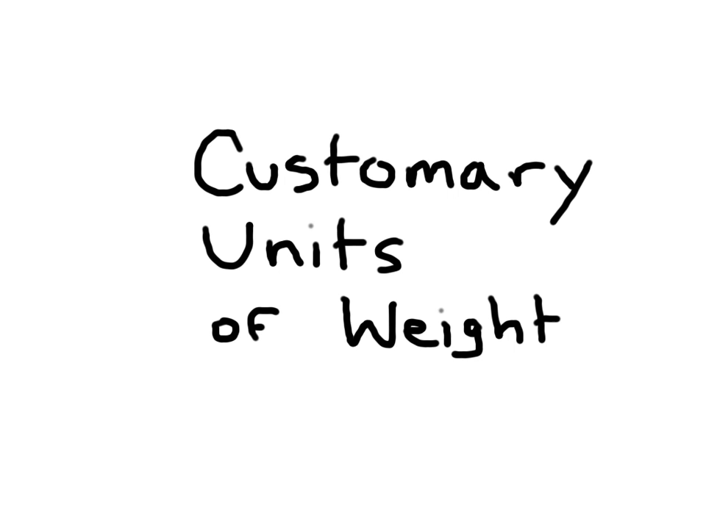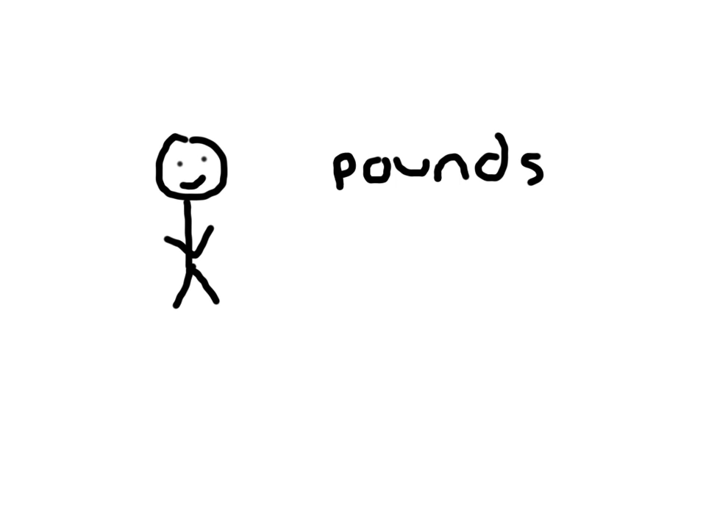Let's go ahead and take a look at customary units of weight. When you think of customary units of weight, you might think of a person and how much the person weighs. When you measure the weight of a person, you measure it in pounds. Now, if the person was holding an apple, you would not measure the weight of that apple in pounds anymore. You would measure the weight of that apple in ounces, as to how many ounces that apple would weigh.